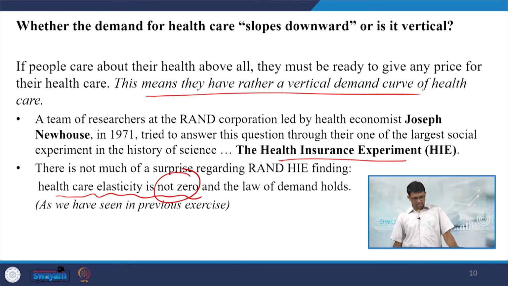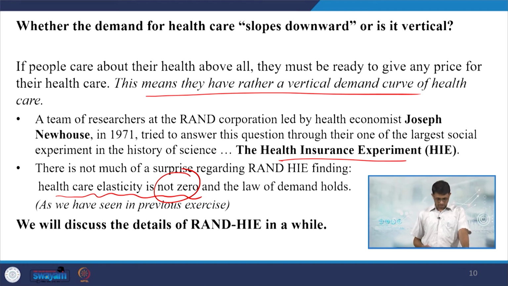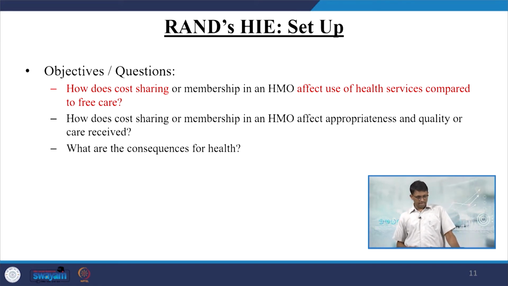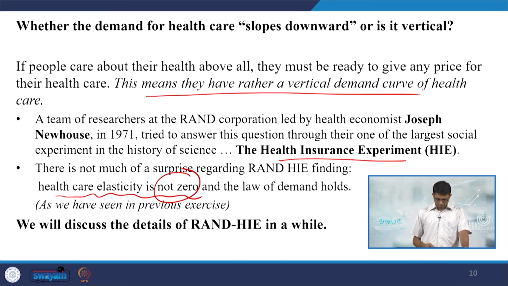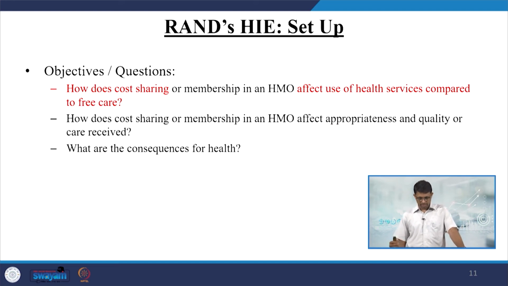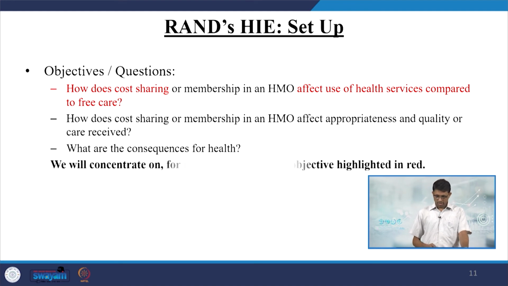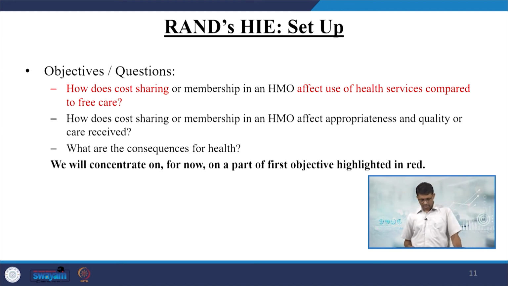There is not much of a surprise regarding RAND HI findings. Healthcare elasticity is not zero and the law of demand still holds, as you have seen in our previous examples. We will discuss the details of RAND HI in a while in our next couple of slides. So, objective here is how does cost sharing or membership in an HMO affect the use of health services compared to free care. So, then how does the cost sharing affect appropriateness and quality of care received? What are the consequences of health? So, the medical aspect etc. will be also cross checked with cost sharing patterns. I will just tell you.